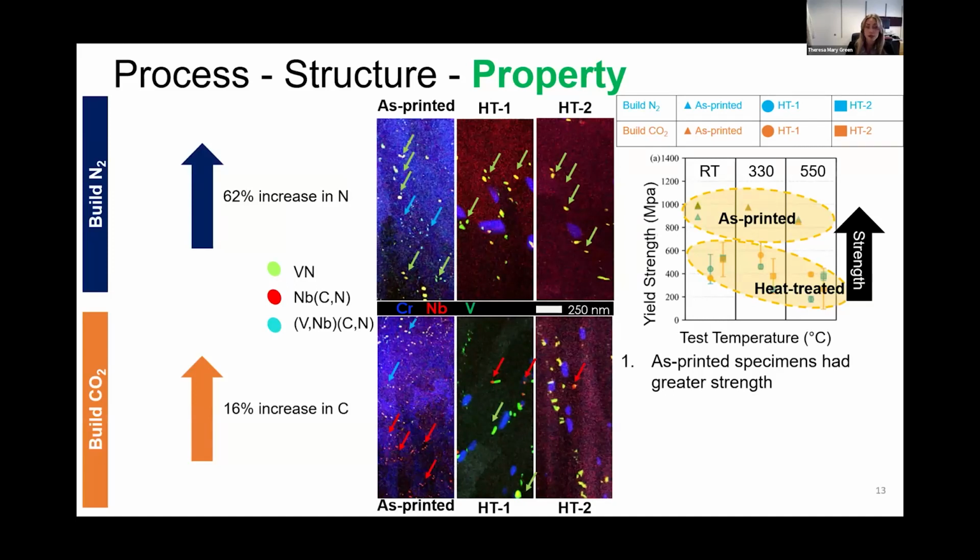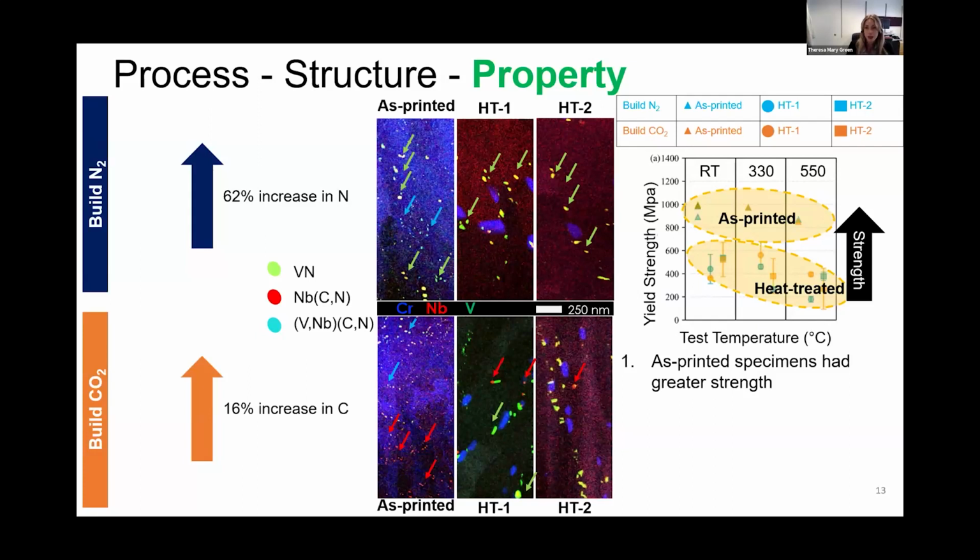Now, what is most important to reactor designers is the properties of a material, such as its strength. So we will now talk about strength to see if these differences in precipitate compositions had any effect on the properties of the materials. Here you can see a plot that shows the strength of the samples on the y-axis versus the test temperature. And the samples were tested at room temperature, 330 Celsius and 550 Celsius. These higher temperatures are relevant to advanced reactor operations, specifically for cladding material.